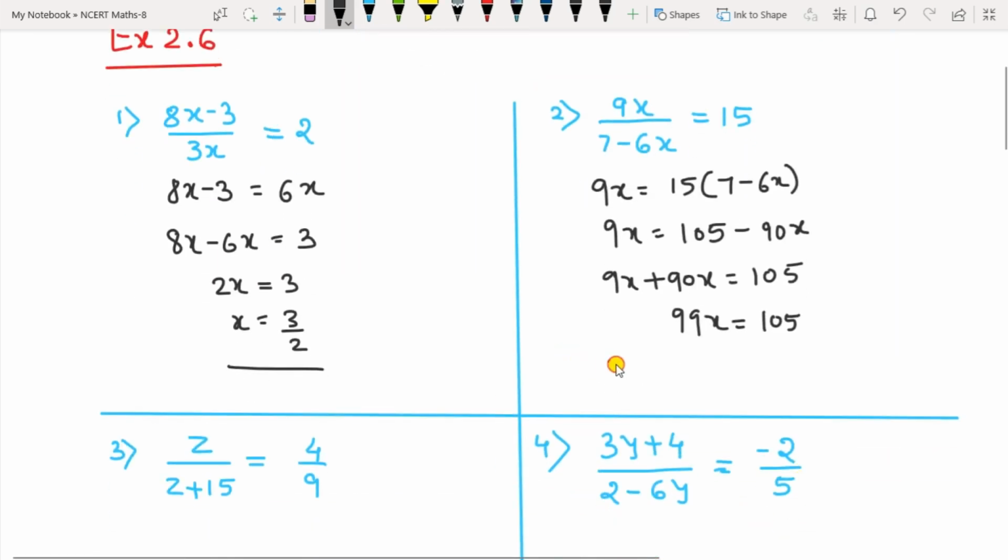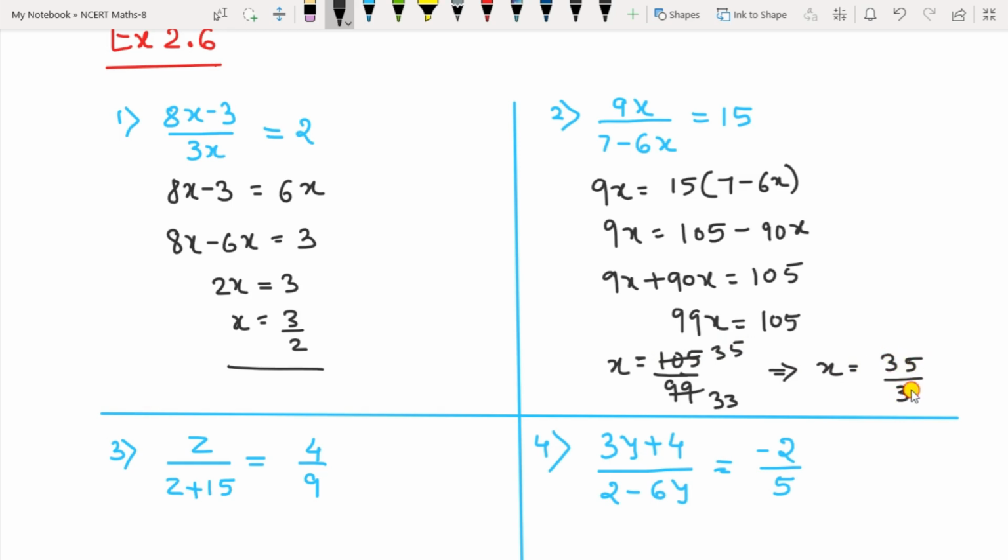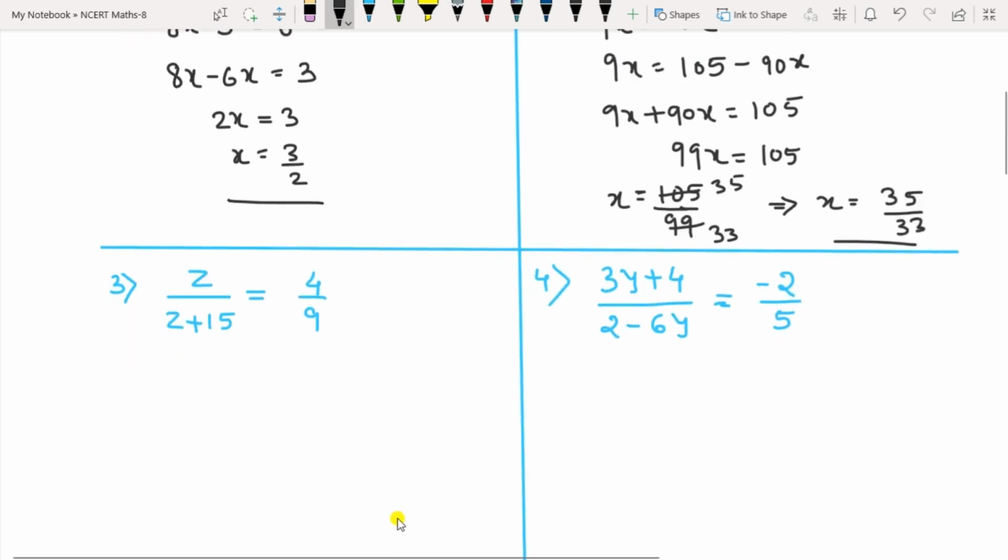So the value of x becomes 105 upon 99. Okay, so you can divide it by 3, 33, and this is 35. So the value of x becomes here 35 by 33. This is the value of x.